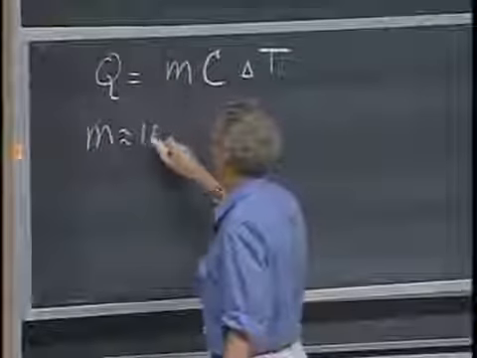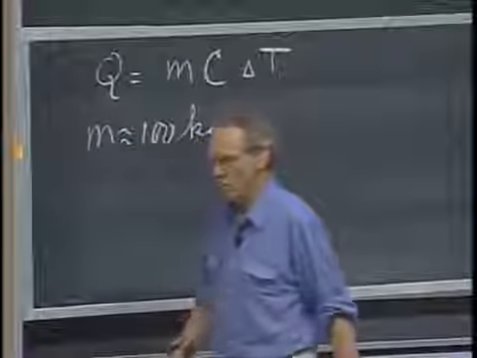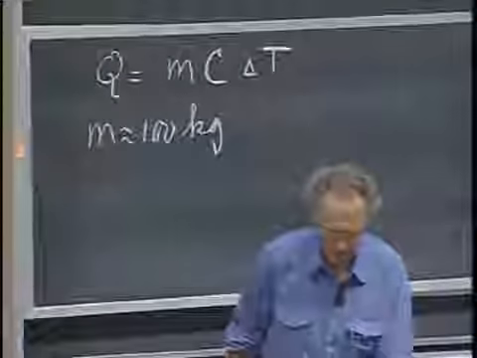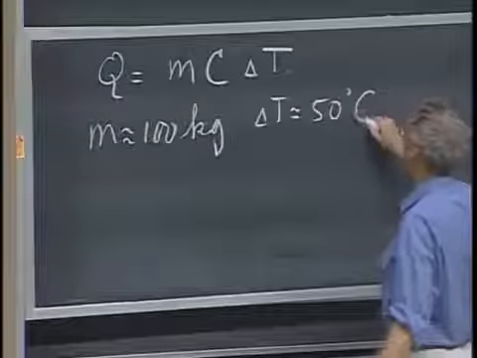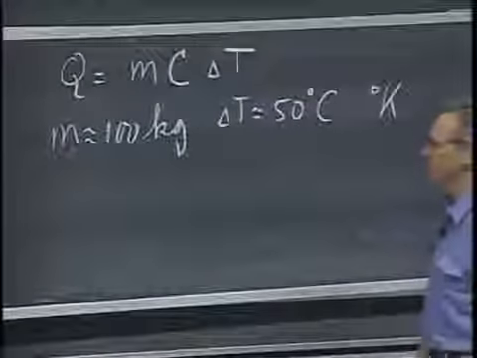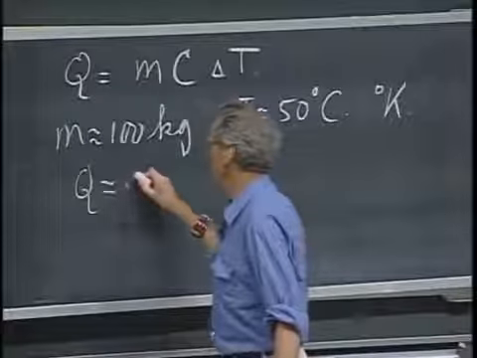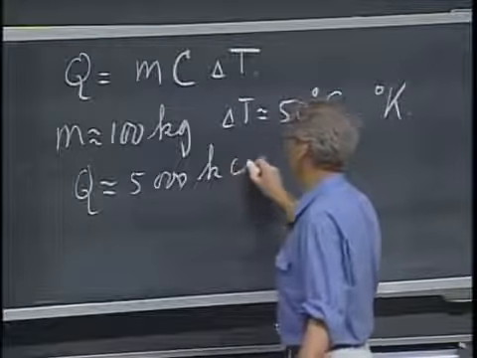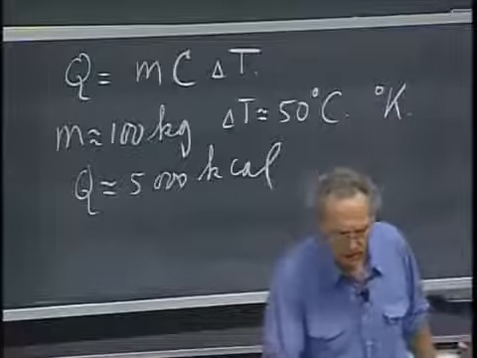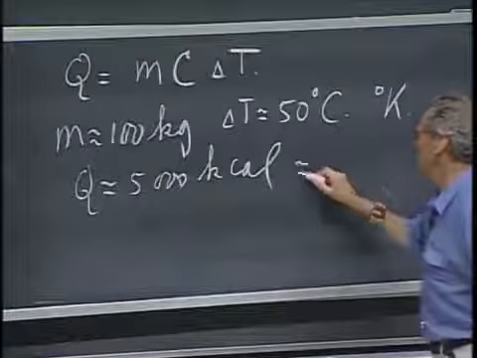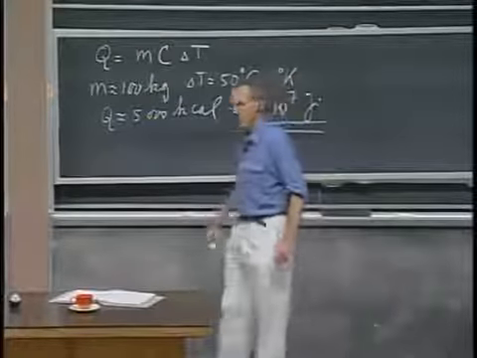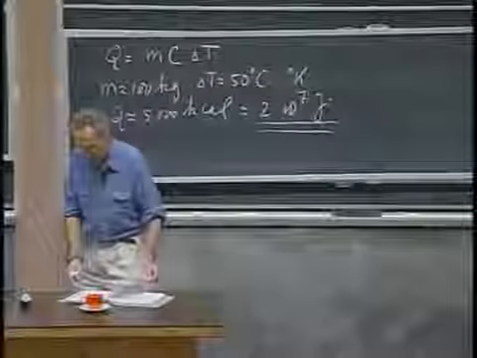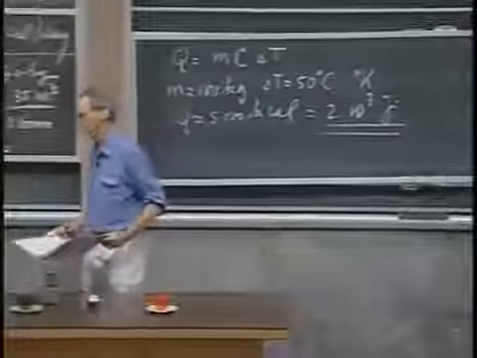A bath would contain about 100 kilograms of water. That is about 28 gallons. And let us assume that the temperature increase is about 50 degrees centigrade, which is the same as 50 degrees Kelvin. We have water, and so you'll find that Q then becomes roughly 5,000 kilocalories. That's how much heat energy it takes, which is 2 times 10 to the 7 joules. So that's the energy that is needed to heat up a bath and enjoy that pleasure. I'll get back to this bath very shortly.